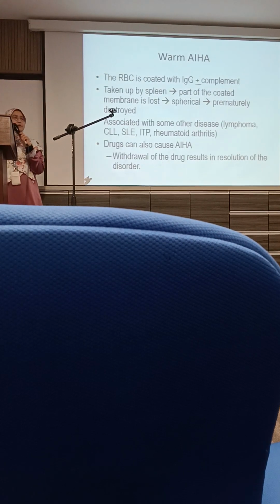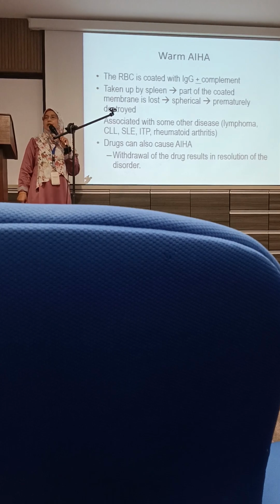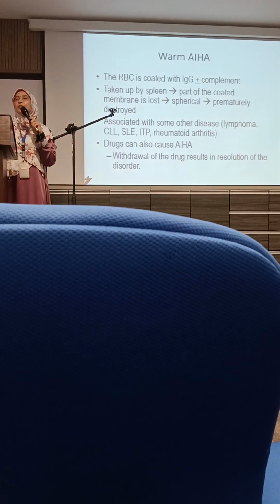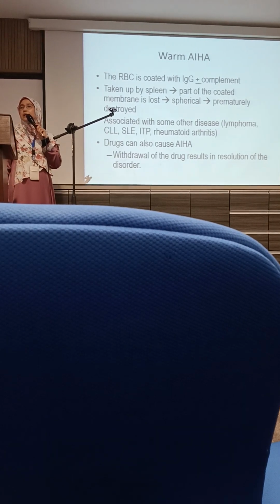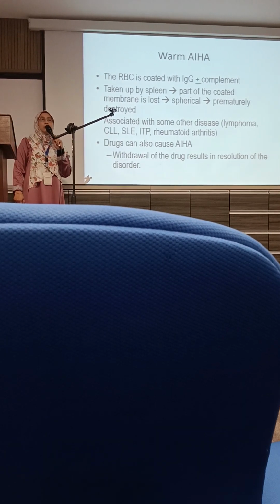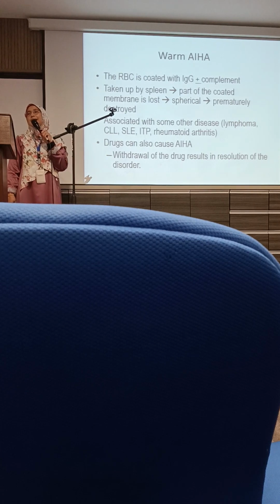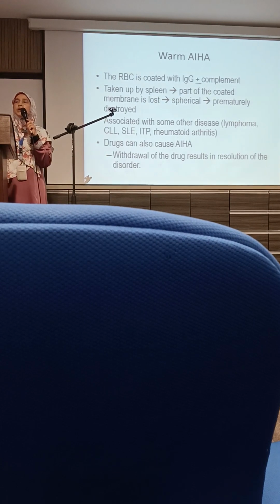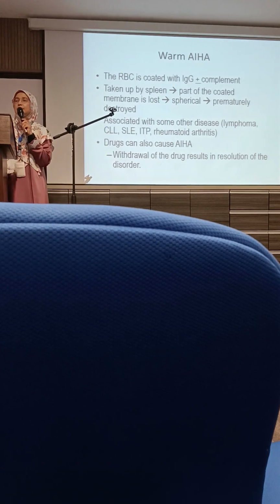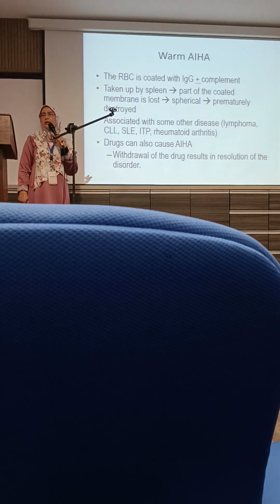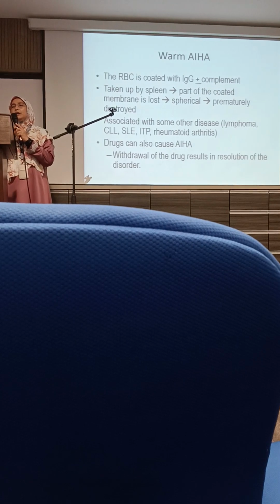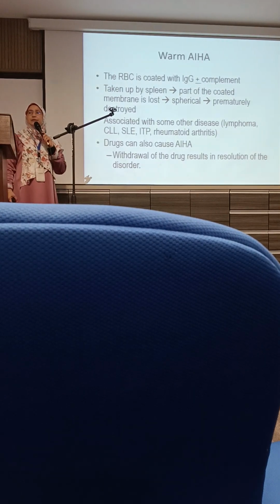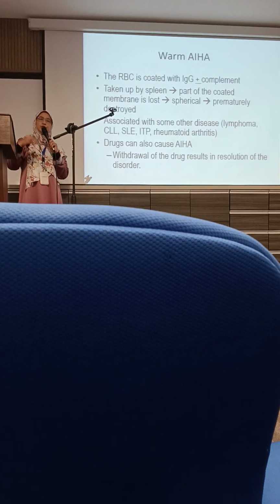So in warm IHA, the red cell is coated with IgG with or without complement. So these cells will be taken out by the spleen, and will be prematurely destroyed. And warm IHA can be associated with other diseases. It's quite common to see warm IHA with lymphoma and CLL. Commonly seen. Drugs can also cause IHA, and if you withdraw the drug, you stop that medicine, it will resolve.